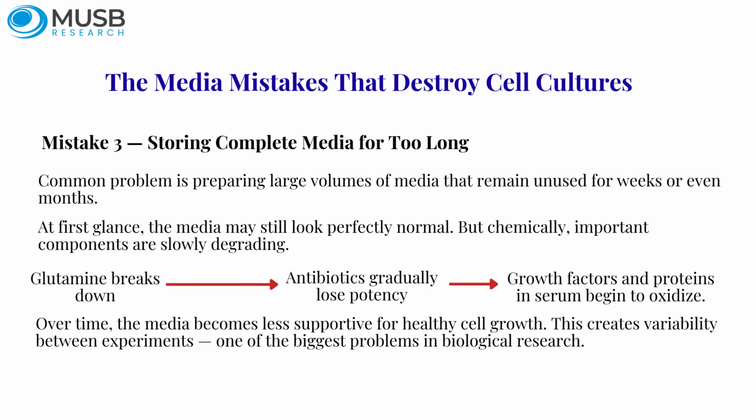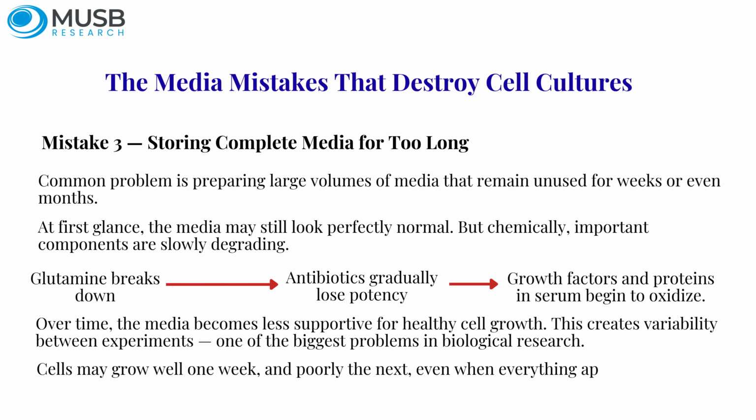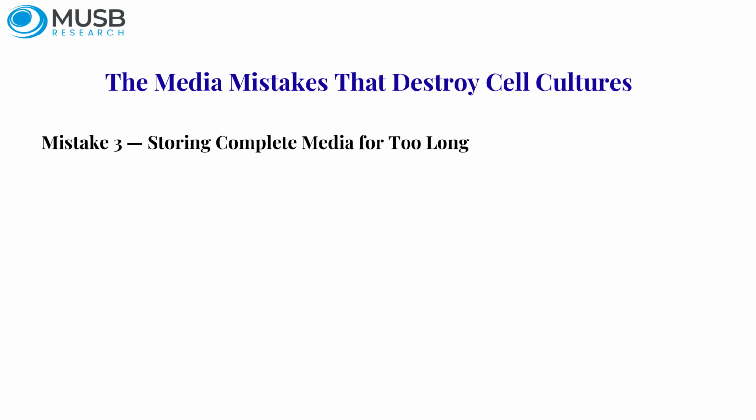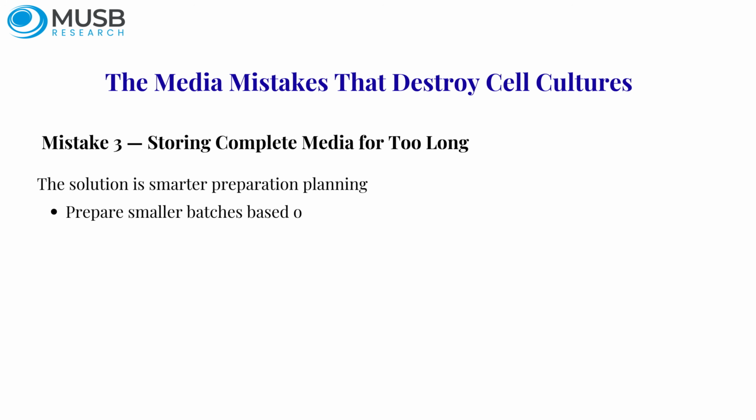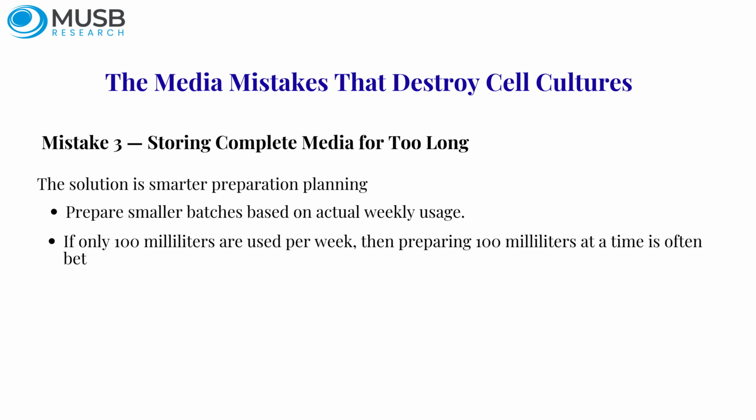This creates variability between experiments, one of the biggest problems in biological research. Cells may grow well one week, and poorly the next, even when everything appears identical. The solution is smarter preparation planning. Prepare smaller batches based on actual weekly usage. If only 100 milliliters are used per week, then preparing 100 milliliters at a time is often better than making 500 milliliters that will sit unused for long periods.